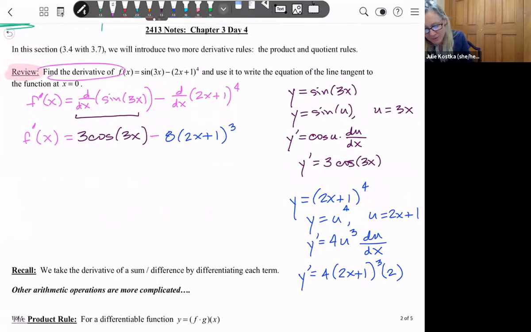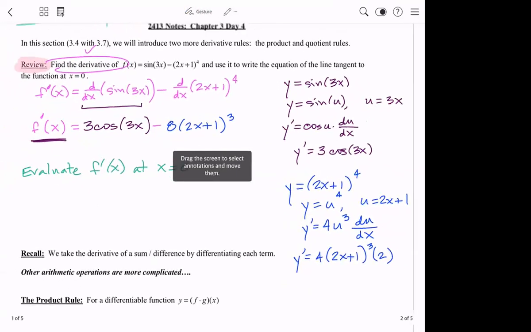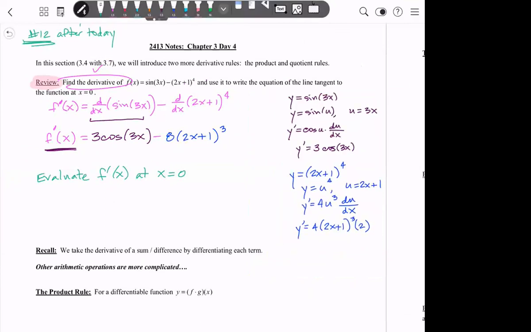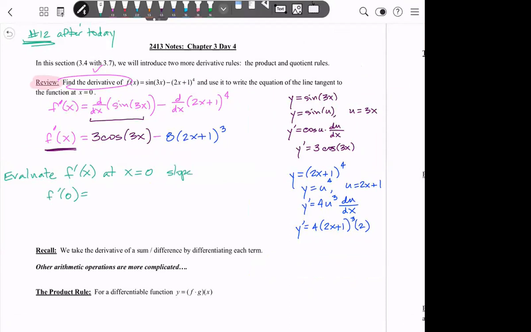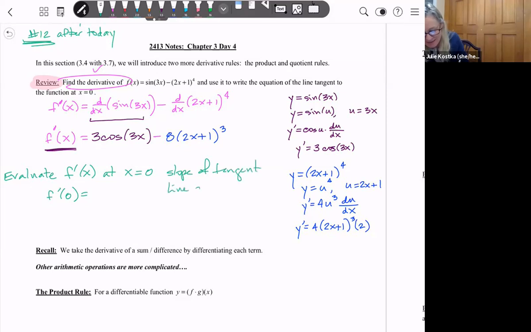So now let's see, we found the derivative, check. Use it to write the equation of the line tangent to the function at x equals 0. So this right here is a function, right? That's our derivative function. And so now we're going to evaluate it. So evaluate f prime of x at x equals 0. And what will that give us? It gives us 3 cosine of 0 minus 8 times 0 plus 1 cubed. Perfect. And how will that help us here? What does that represent? The slope of the tangent line. Yes, at x equals 0. Good, Matthew, and we'll take the slope.